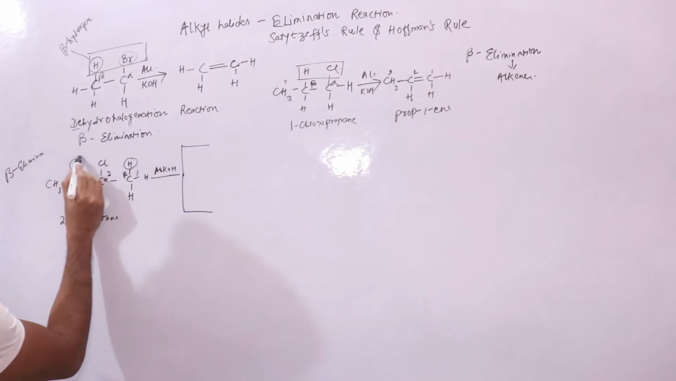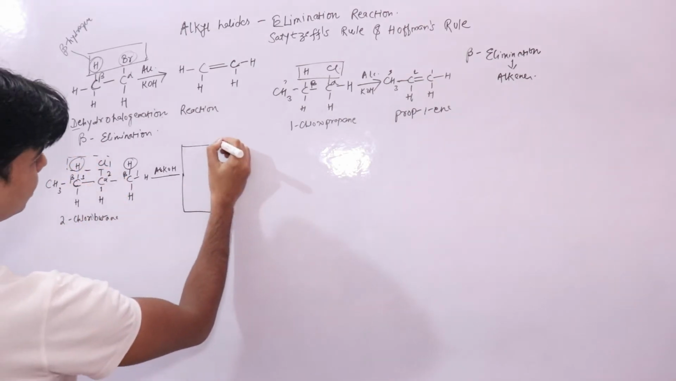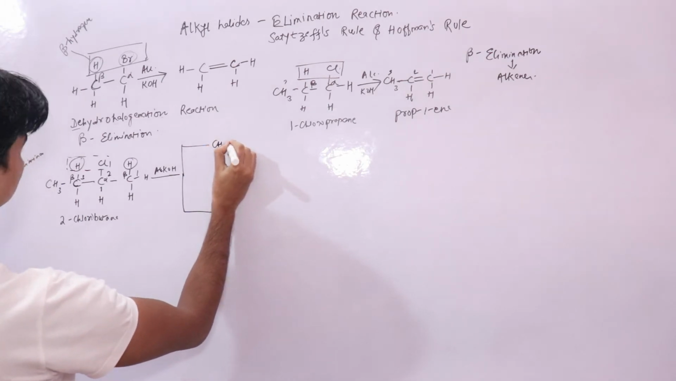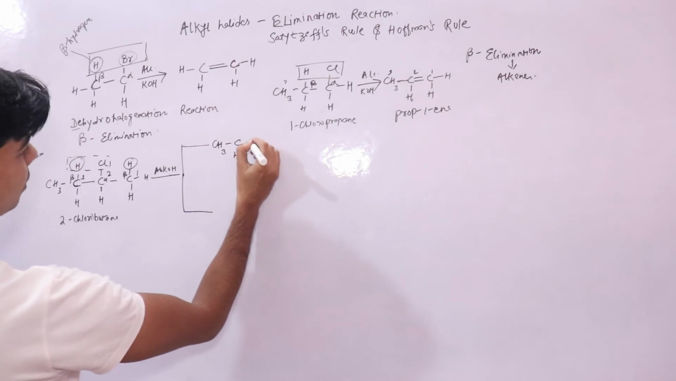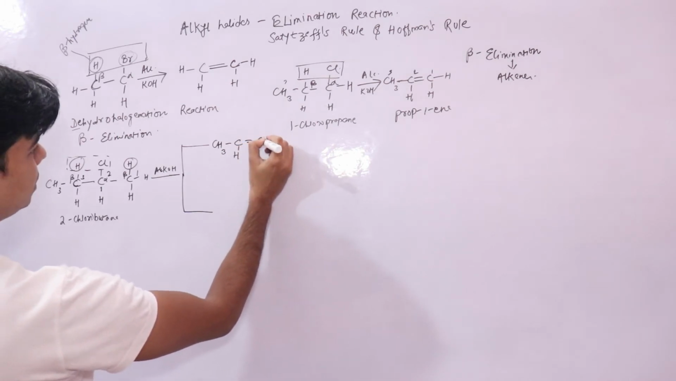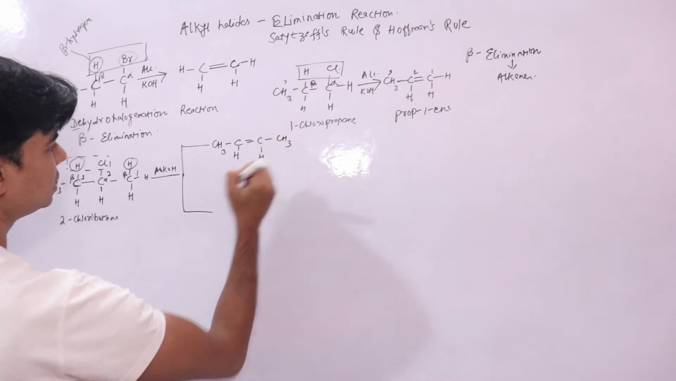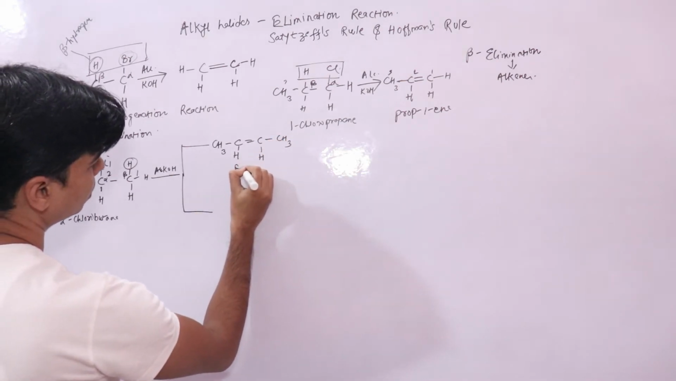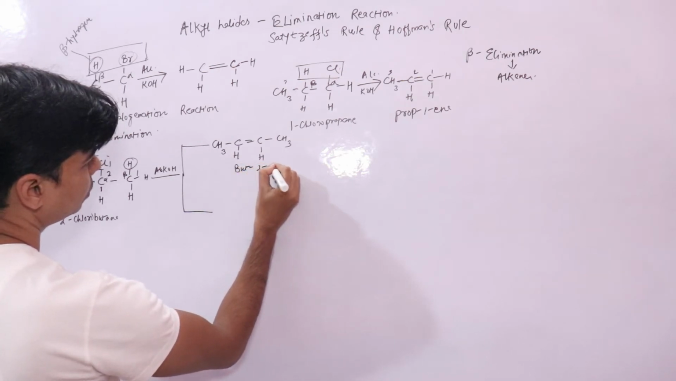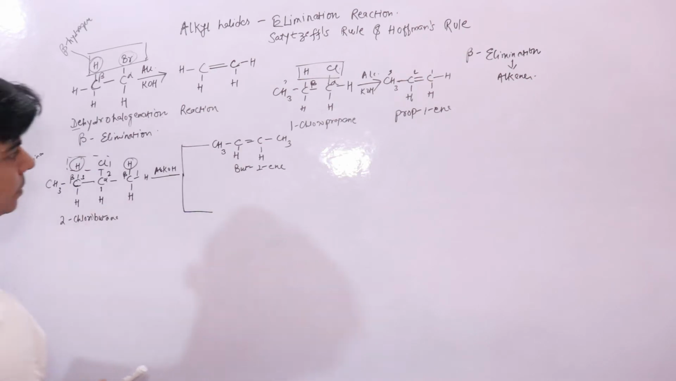Let's say first this one will get eliminated. It will form CH3, CH, C, CH3. This is the product. Name is but-2-ene, right?